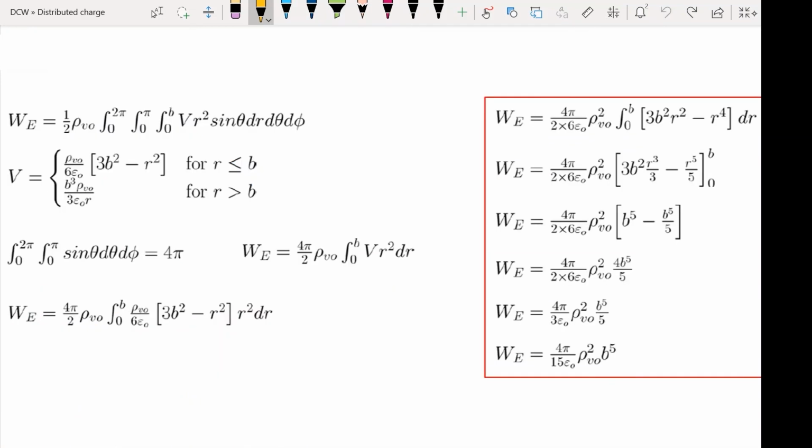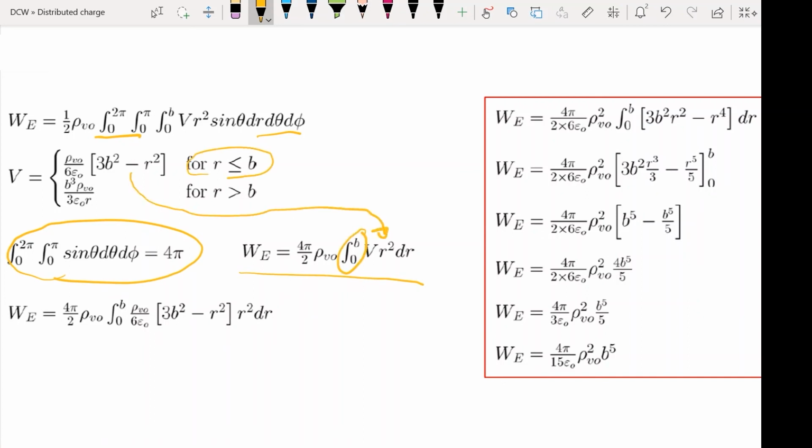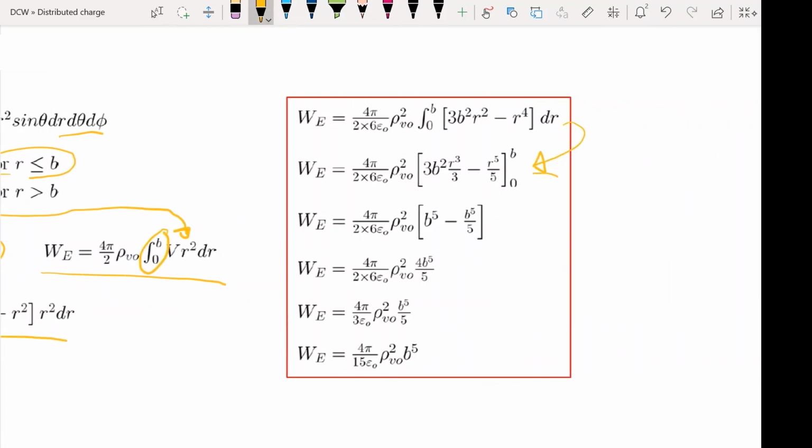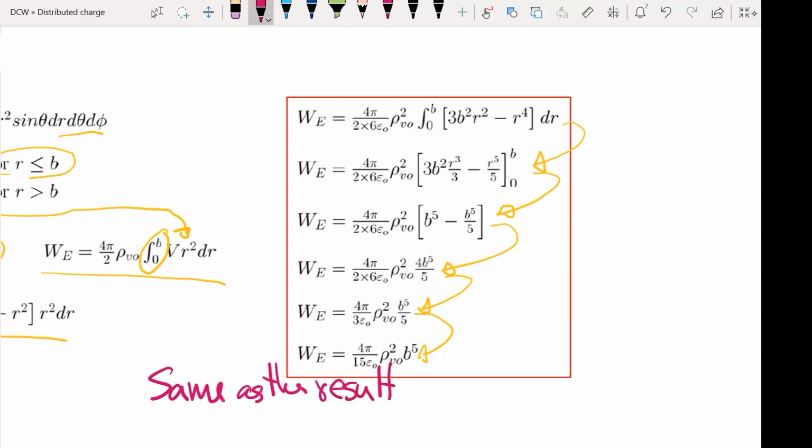We then integrate dθ and dφ first. We got 4π. Then replace the right equation for V. Then follow the integration to obtain the result. This is the same as what we found by using the E·D equation.